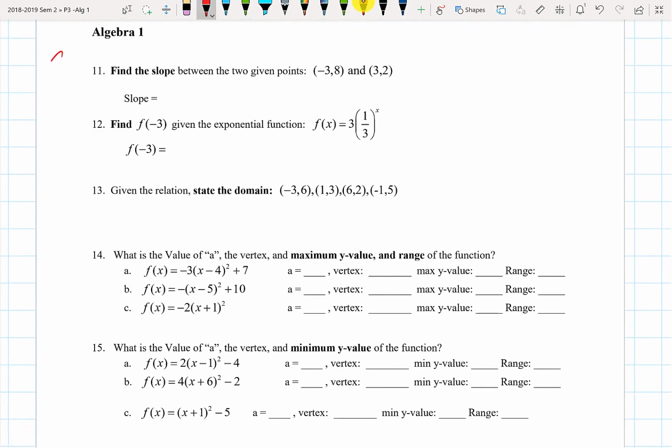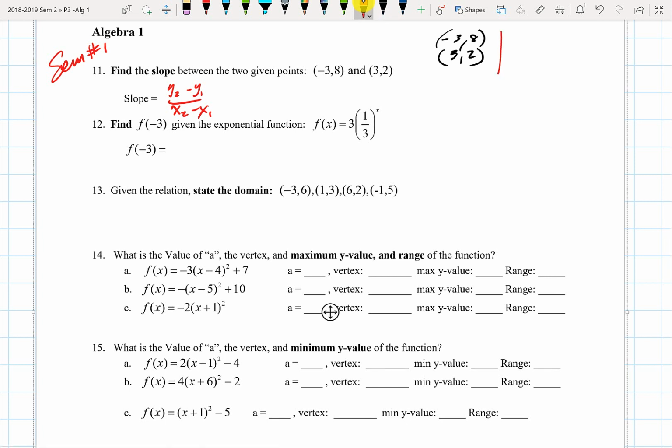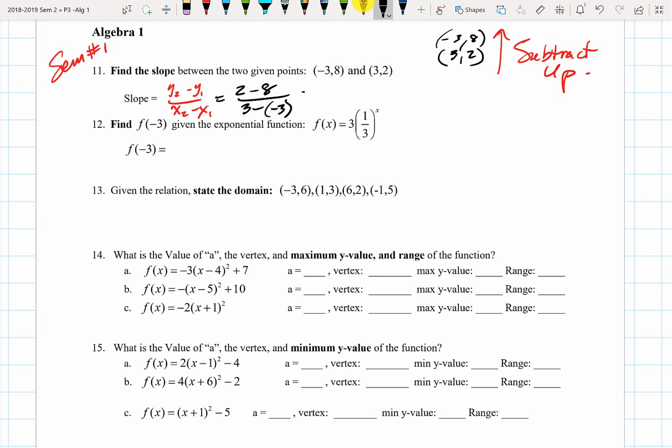Okay, going back to semester 1 again. So semester 1, find the slope. That's y2 minus y1 divided by x2 minus x1. If you want, you can line up the points vertically. So -3, 8, and 3, 2, and then you subtract. So 2 minus 8 divided by 3 minus a -3. Not 3, but 3 minus a -3. And this gives you -6 divided by 6, or -1. So you have to know your basic definitions.